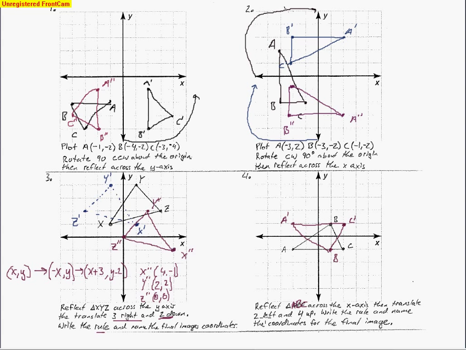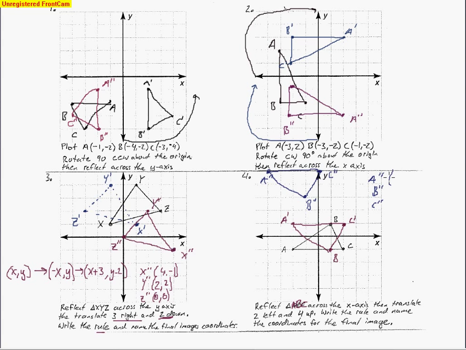It says translate 2 left, and then 4 up. So I'll change color here. So 2 left, 4 up, 1, 2, 3, 4 puts me way up at the top for C double prime, and A double prime, 2 left, and 4 up puts me right at the top. There's A double prime. And B, 2 left and 4 up, 1, 2, 3, 4. B double prime. Alright, so once I have that, I can go ahead and do the same thing I did before. I can name the points A, B, C.